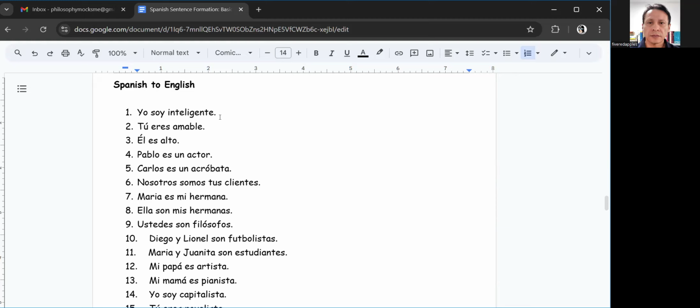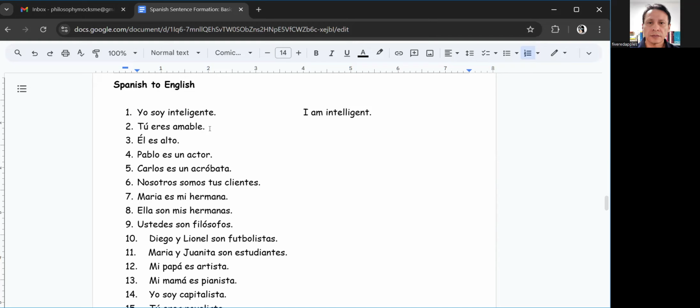Yo soy inteligente. Notice the yo is kind of reversed here. Maybe that helps you remember. What's it called when words are spelled backwards and forwards? A palindrome? I don't remember the word. Anyway, yo soy inteligente. I am intelligent. In English, we use double L for intelligent. In Spanish, just single. Tú eres amable.